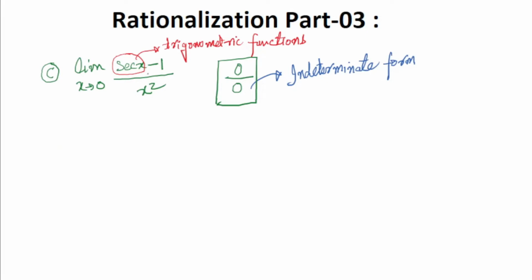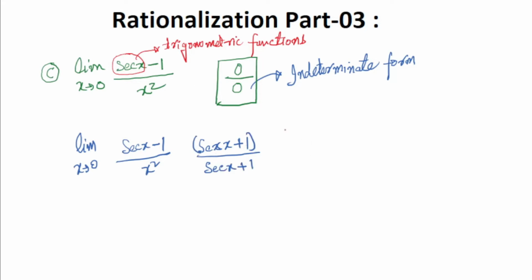So let's see what we can do here. If we multiply by the conjugate of this function, that would give sec square x minus 1, and we know the identity sec square x minus 1 is equal to tan square x. So let me tell you, limit x tends to 0 of (sec x minus 1) upon x square. If we multiply by the conjugate of the numerator, then sec x plus 1 upon sec x plus 1.